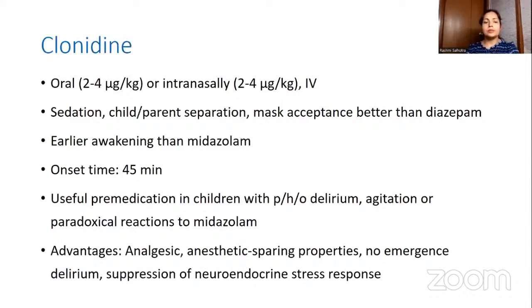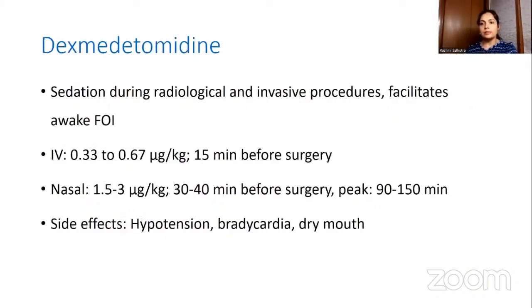Oral clonidine dosage ranges from 2 to 4 microgram per kilogram and can be used via the intranasal or intravenous route as well. It is very useful in children with a past history of delirium, agitation, or paradoxical reactions to midazolam. So you cannot use midazolam in those patients, and in those places you can use clonidine. The added advantage is that it suppresses the neuroendocrine stress response as well.